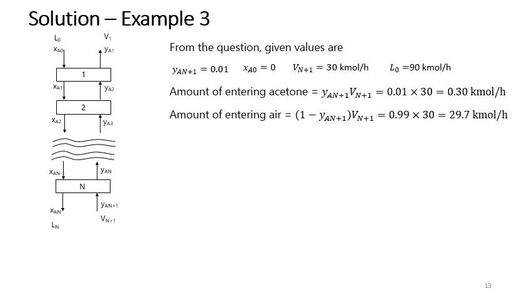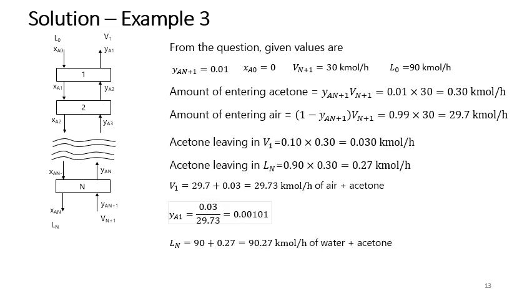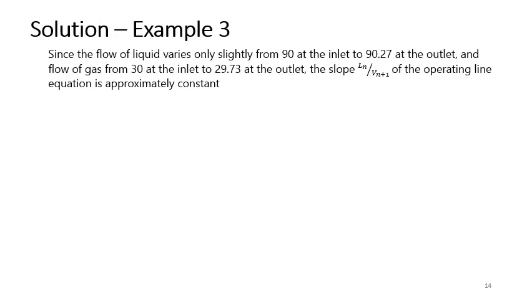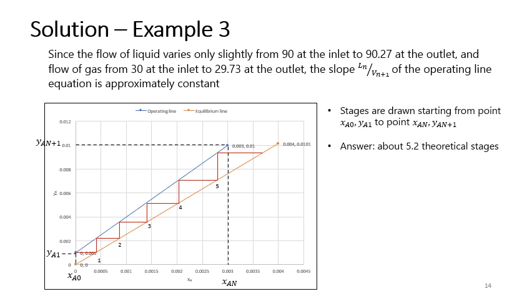If I were to give an actual lecture, you would have seen this, so I just want to show you this step by step. Maybe some of you can understand this solution better than what I showed earlier. The same thing happens here. We plot the equilibrium line and operating line, and get about 5.2 theoretical stages.